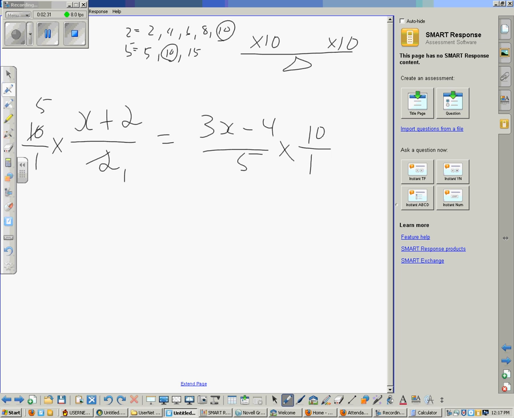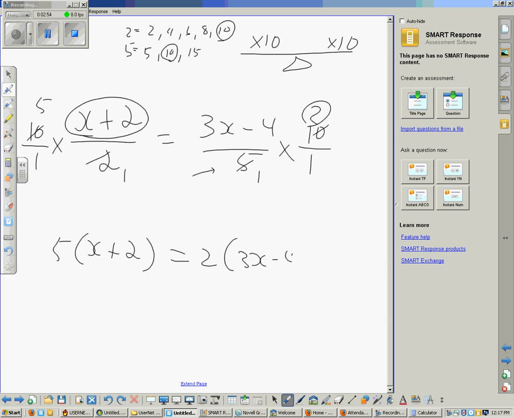I cross-reduce there just to show you. If I have 10 altogether, I'm going to have 5 of them, so 5 x + 2s. And over here, if I have a fifth of 3x minus 4 but multiply it by 10, I'm going to have 2 groups of 3x minus 4. So by multiplying both sides of that original equation by 10, I create this new one that is devoid of fractions. I then use the distributive property to simplify this side. I get 5x + 10 is equal to 6x minus 8.